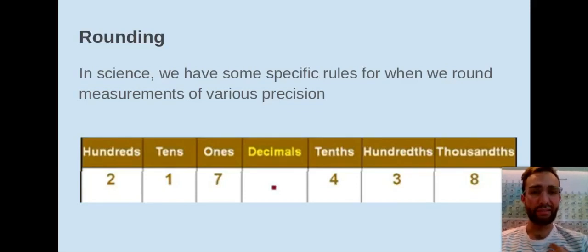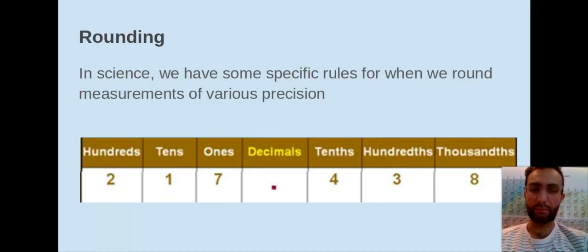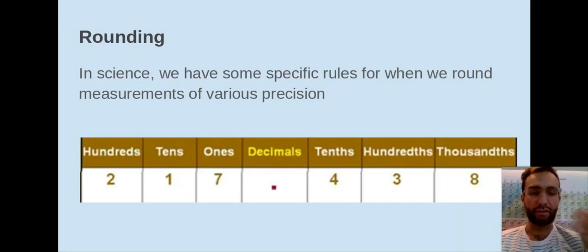So in science, we have some specific rules for when we round measurements of various precision. Remember we talked about precision and significant figures in the previous video. So here, just to refresh our memories about different decimal places: you can see your decimal here is in the middle, and then to the left you have your ones, tens, hundreds, and to the right, tenths, hundredths, thousandths, etc.